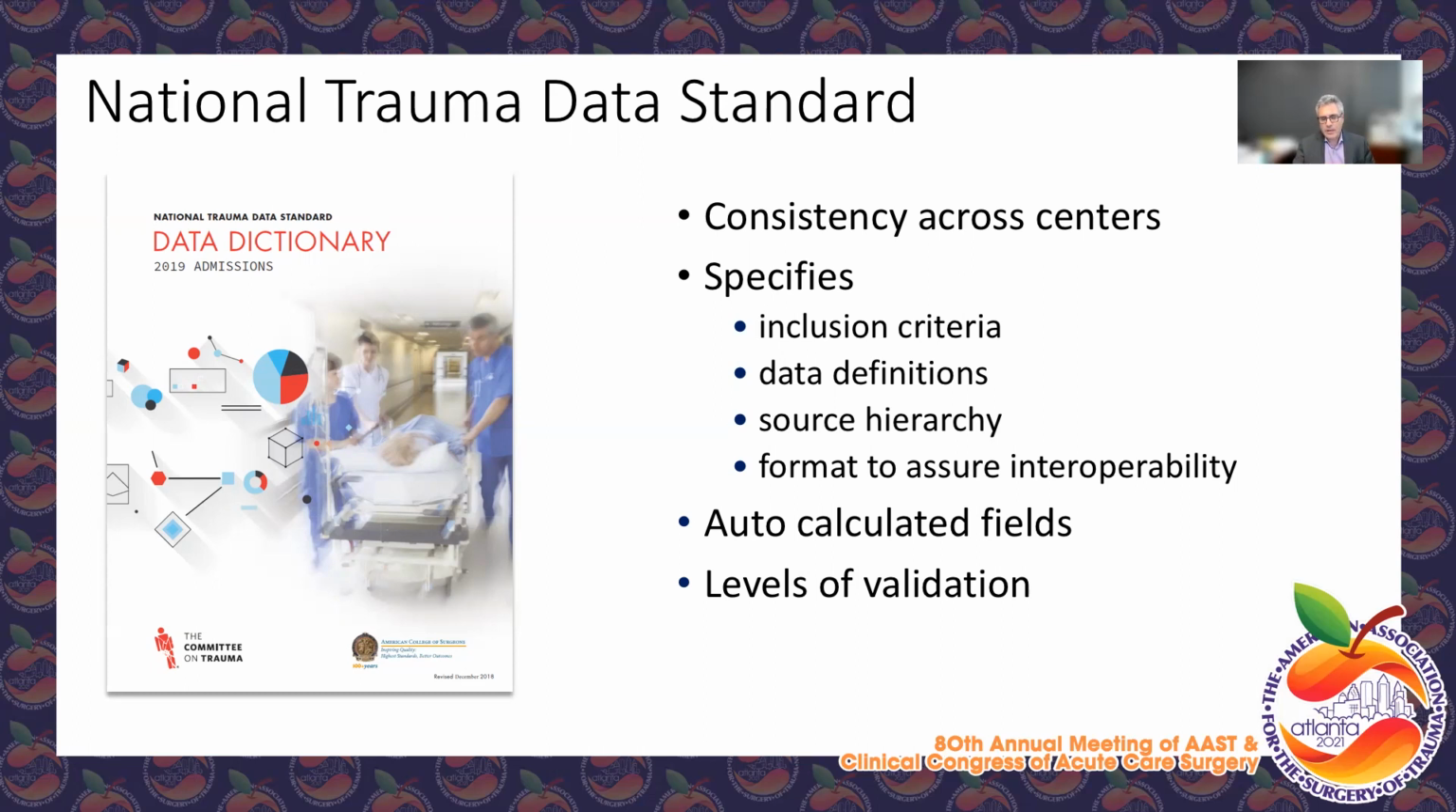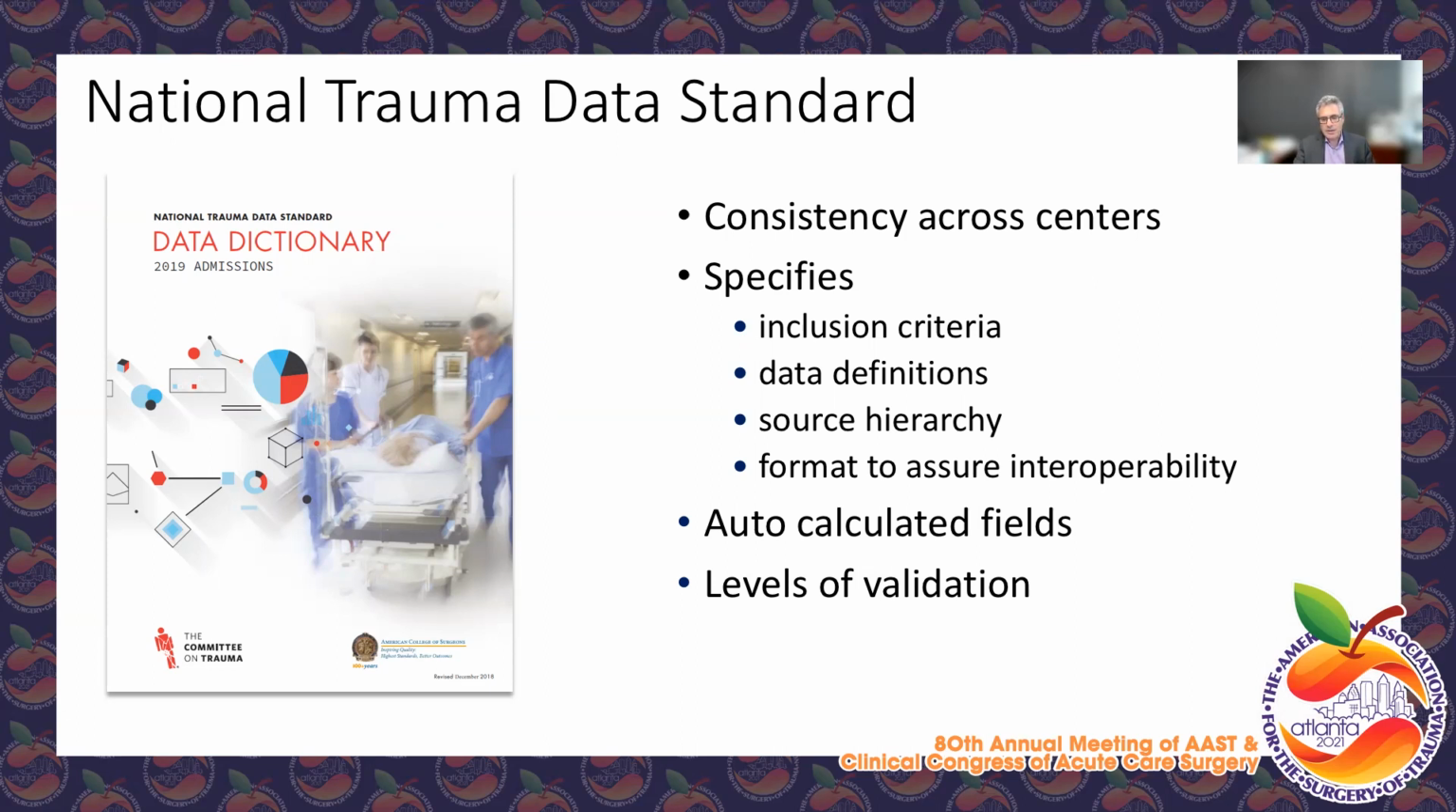The source hierarchy really speaks to where the information is most reliable and where it's least reliable, and how the registrar should be capturing this if the data is different in two different places in the medical record. And it also speaks to the data infrastructure to assure that whatever registry you're using, the data can still be sent to us. There are auto-calculated fields specified in the data dictionary. For example, you get age from date of birth and date of admission.